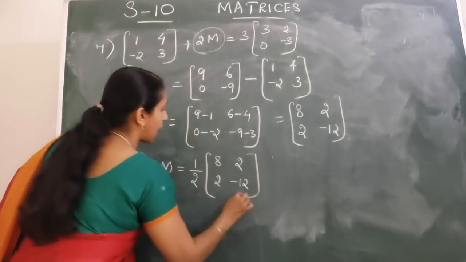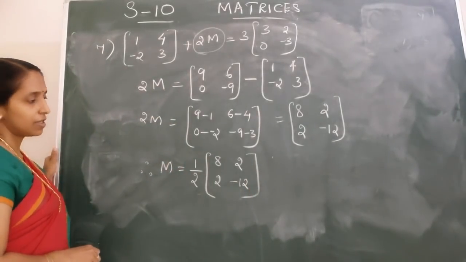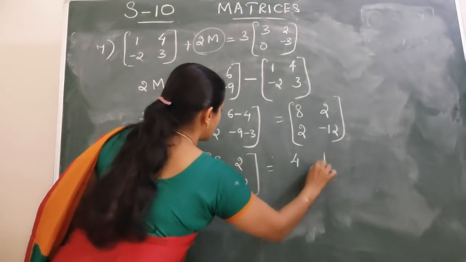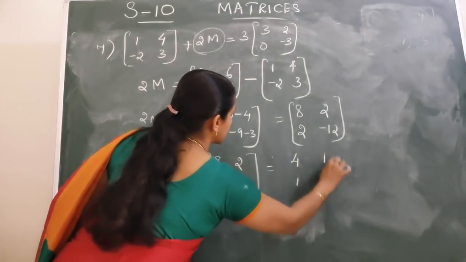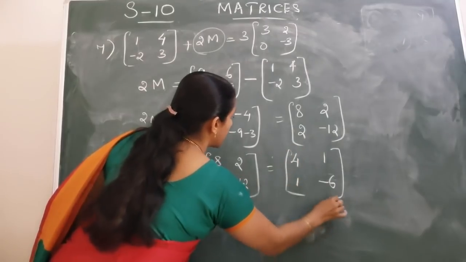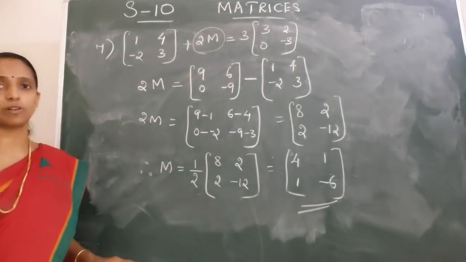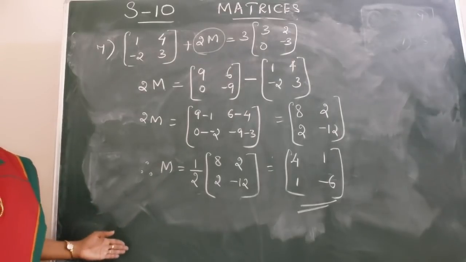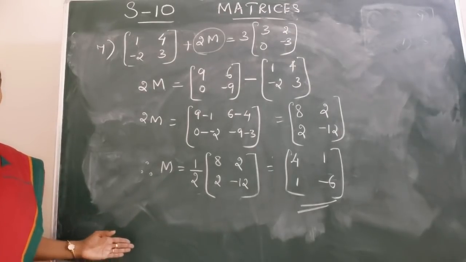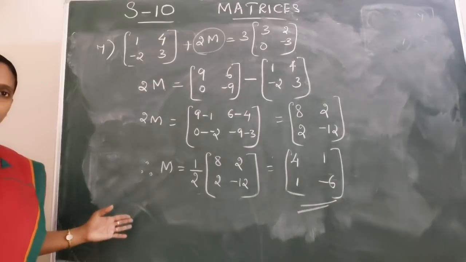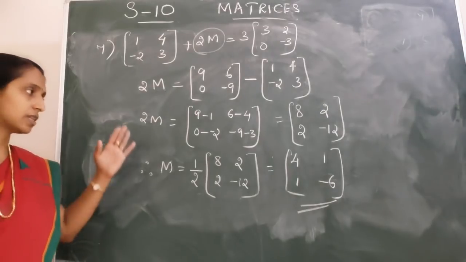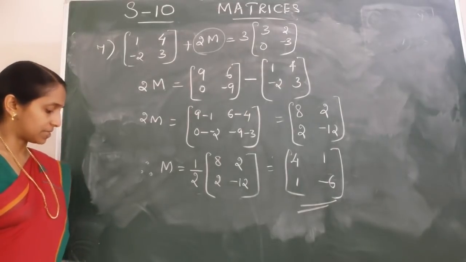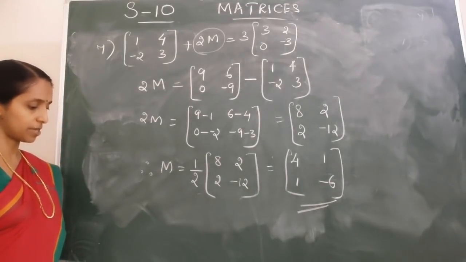We will take out the half of this matrix. So half of that matrix will be [4, 1; 1, -6]. So that will be the answer. And it will be in the matrix form because in the question it is asked to find the matrix. Find the matrix M. So you have to calculate the matrix in the matrix form. Okay? Note down. Question number 7.